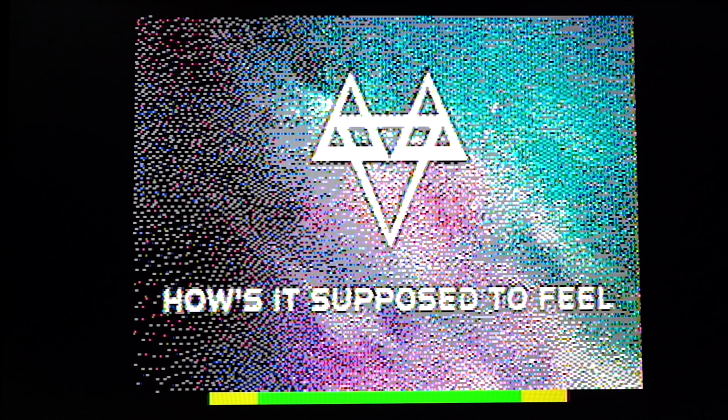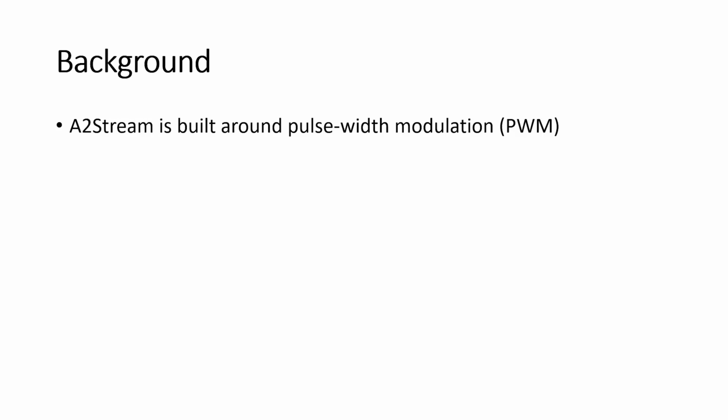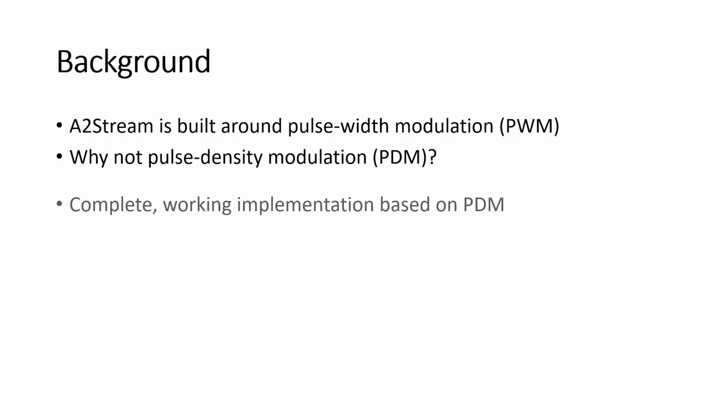So, here we are back on the slides. A2Stream is built around pulse width modulation. So, you may ask, why didn't I instead use pulse density modulation? In fact, I started with pulse density modulation. I had a complete working implementation of an internet streaming program based on pulse density modulation. But I wasn't satisfied with the quality.